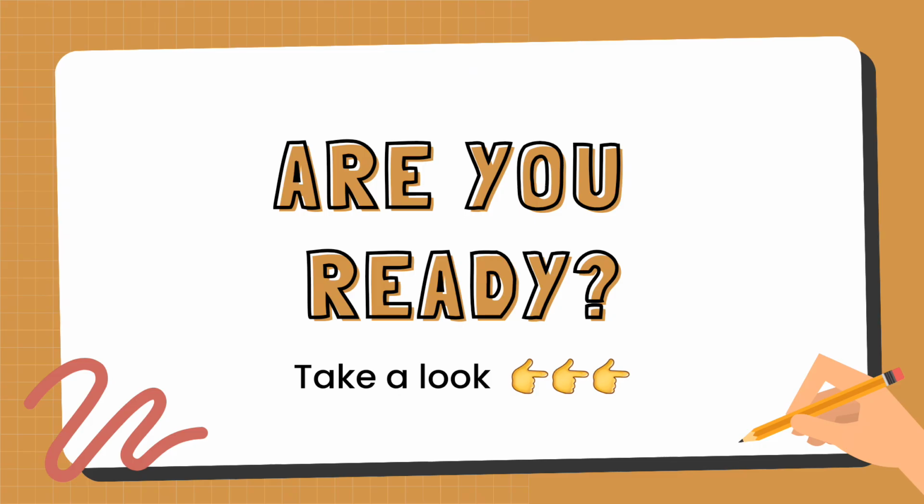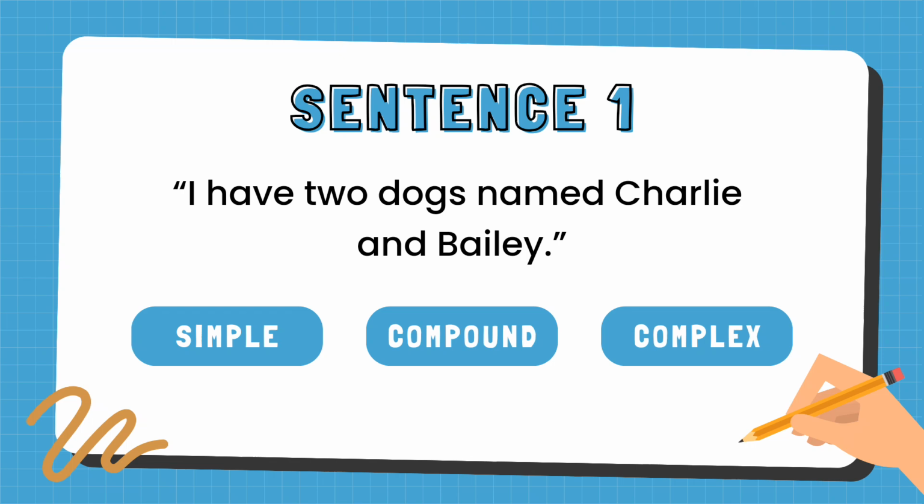Having properly discussed the structure and characteristics of simple and compound sentences, I would like us to look at a number of sentences and classify them under simple or compound sentences according to their features. So, get ready and take a look. I have two dogs named Charlie and Bailey. Is it a simple sentence, a compound sentence, or a complex sentence?